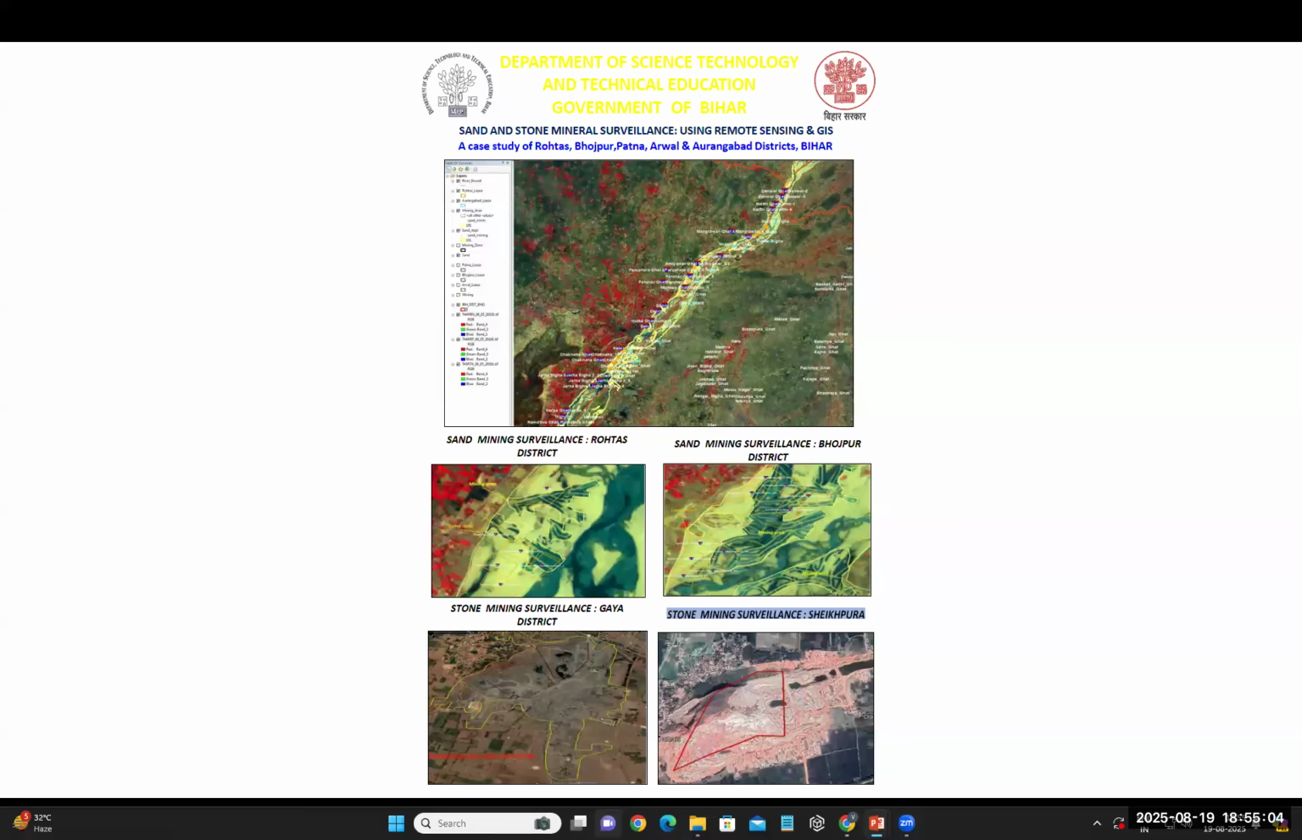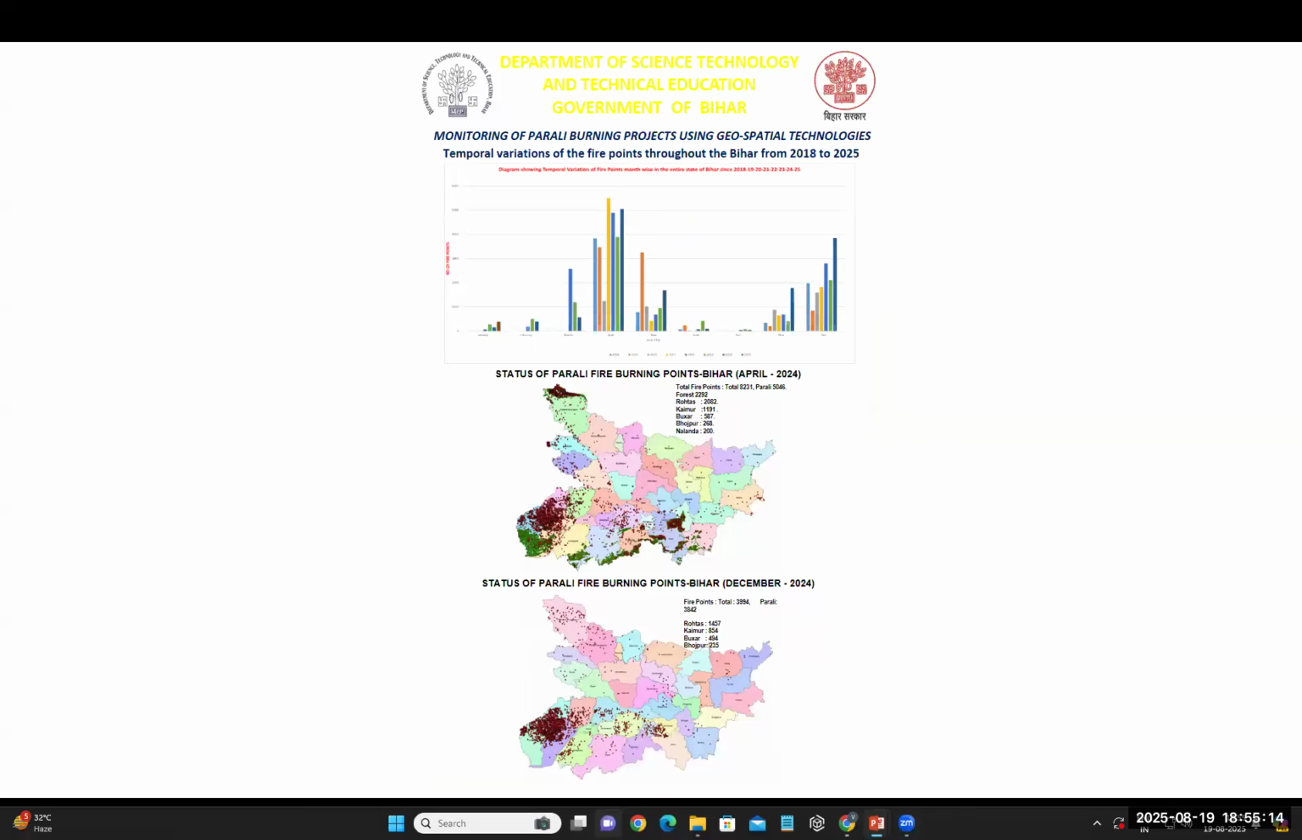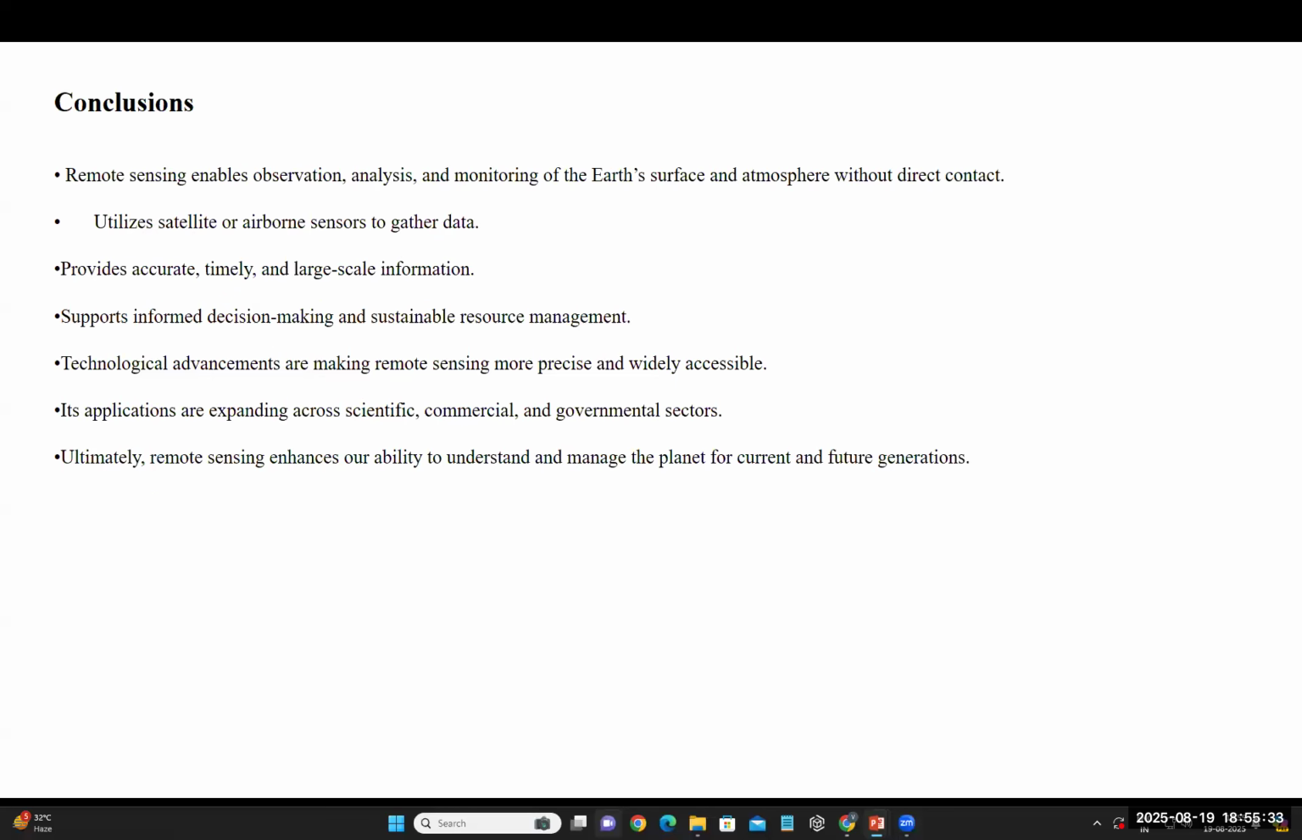Now this is for the mining department. They have done it for Aurangabad, sand and stone mineral surveillance, watershed monitoring under geospatial techniques. This is stubble burning. Every day they are getting data. Every week they are giving data related to stubble fire. So these are the projects. These are some of the remote sensing sources, which we can get as online resources.